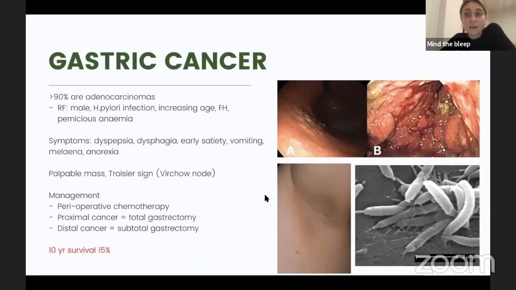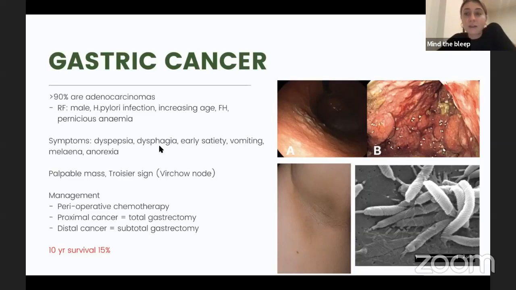All right, just to briefly touch on gastric cancer, it's an important differential because the symptoms of gastric and esophageal cancer tend to overlap. So just briefly, of the gastric cancers, over 90% are adenocarcinomas. So you can see in here at the top some pictures of stomach cancer. So there's one in here, and then in here, this appearance of a very widespread stomach cancer.